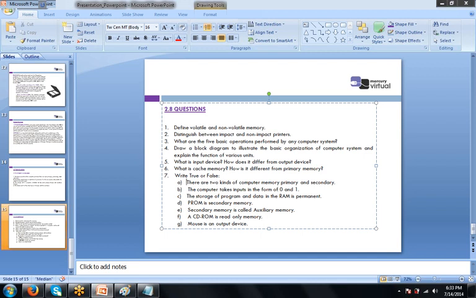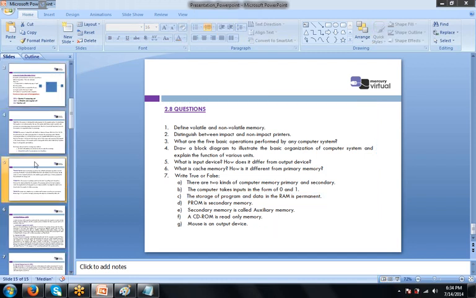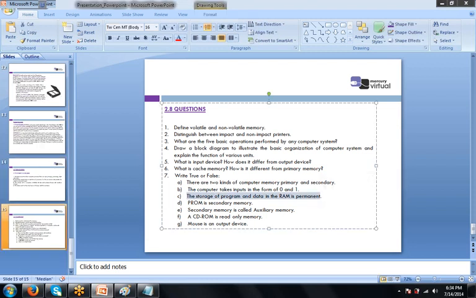First point is, there are two types of memory, that is primary and secondary. So this is correct. As I told you, there are two types of memory, that is primary and secondary. So the answer is true. Another one is, computer takes input in the zeros and ones. As I told you, computer accepts only machine language, that is 0 and 1. So this is a true option. The storage of programs and data in the RAM is permanent. As I told you, RAM contains data on a temporary basis. So answer is false, means not correct.